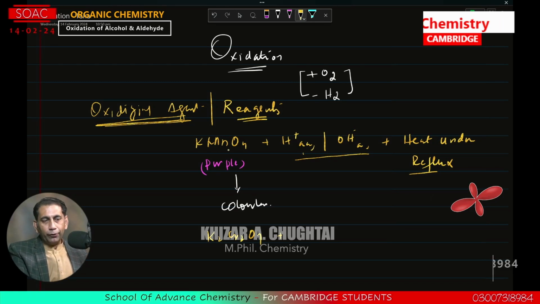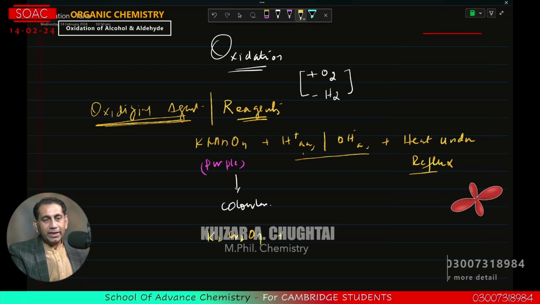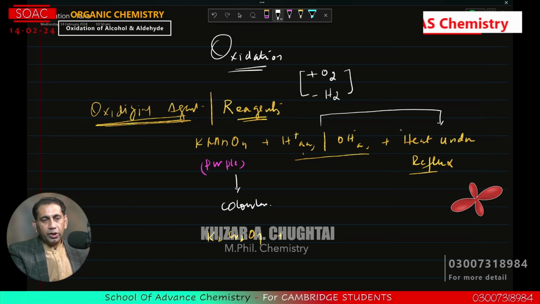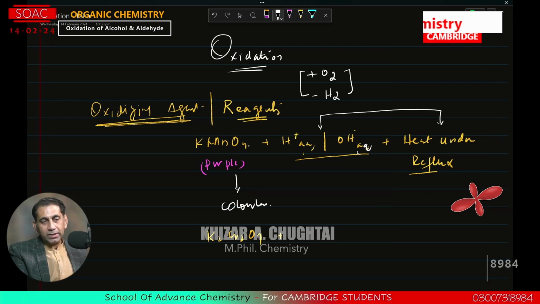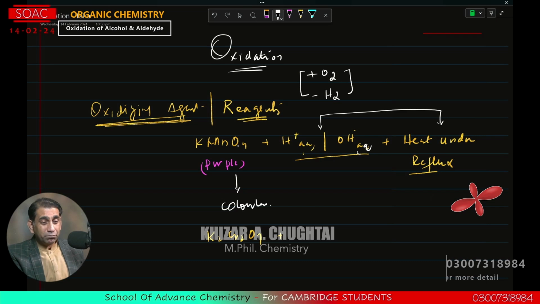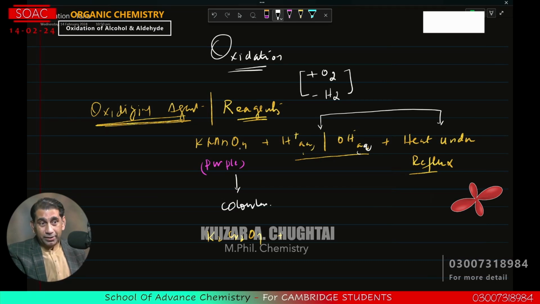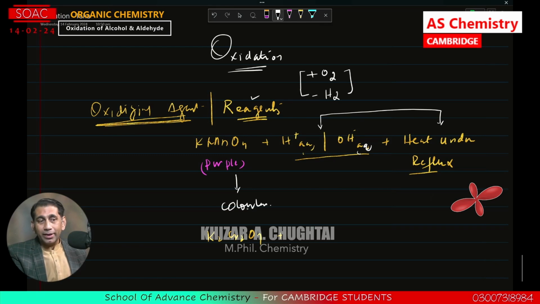So KMnO4, potassium manganate, plus acid: these are called conditions. I mean acidic medium, water plus alkali, or water plus acid plus heat. These are called conditions of reaction in organic chemistry. And this compound, the other reactant, the co-reactant, is called the reagent. It is also said to be the oxidizing agent.